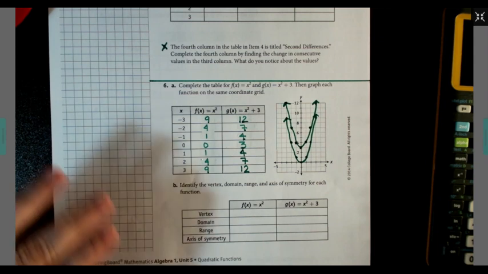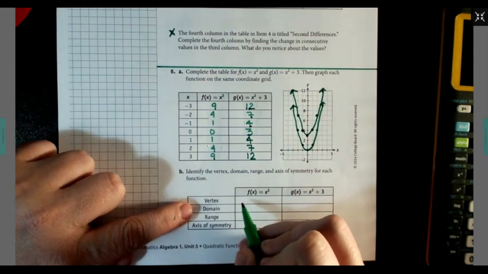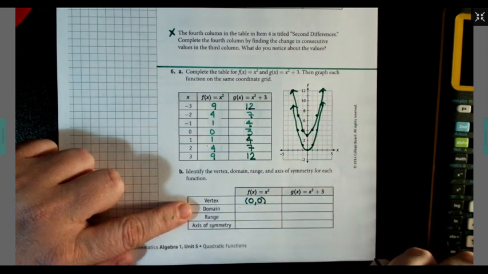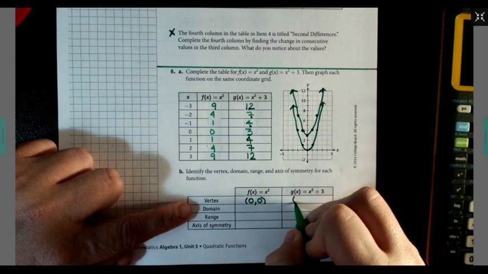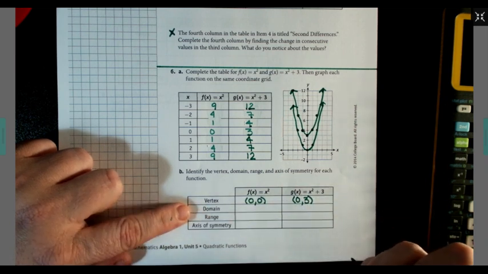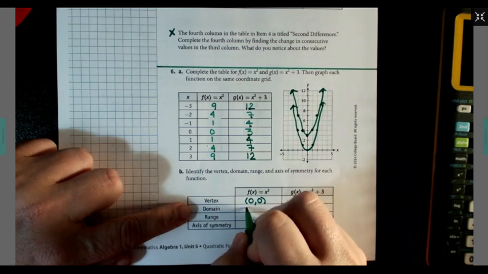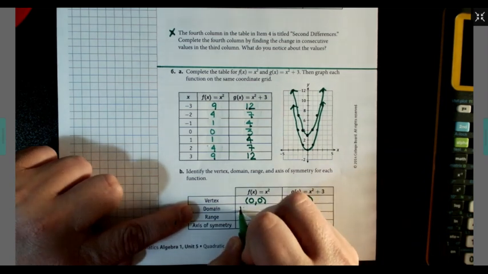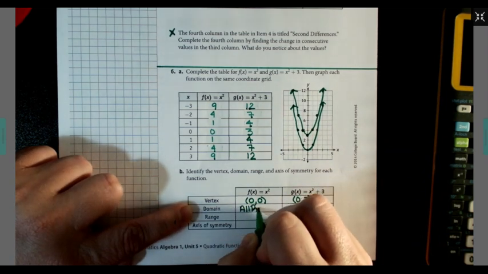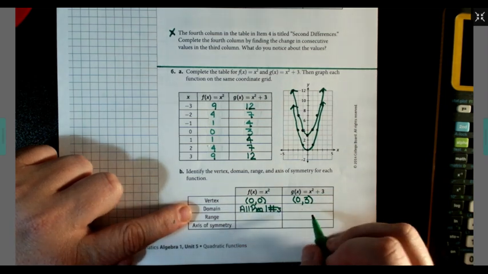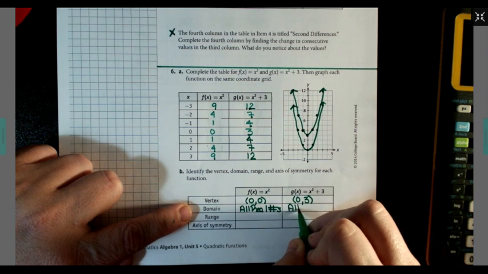Well, let's take a look at some things. Where's the vertex of the original function? 0, 0. Where's the vertex of the new function? 0, 3. Where's the domain? All real numbers. Where's the domain of the new function? Again, all real numbers.